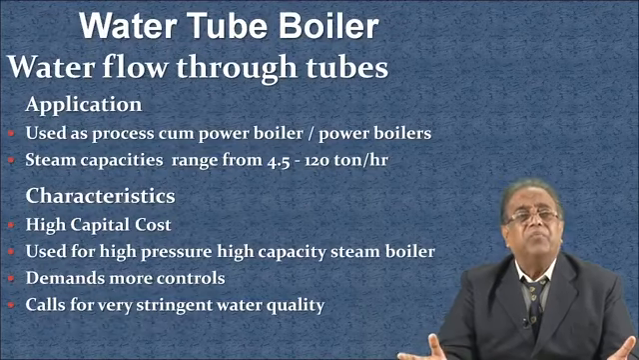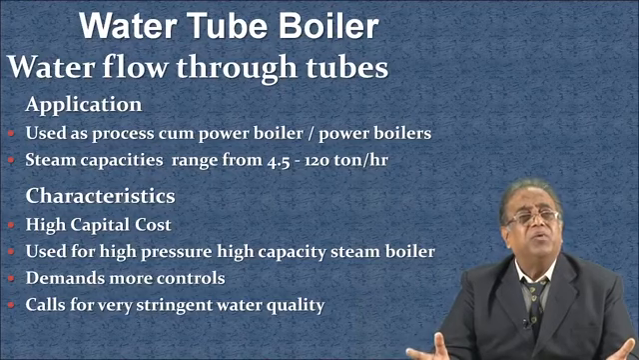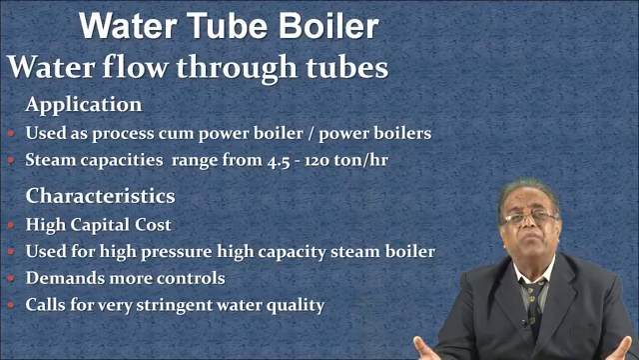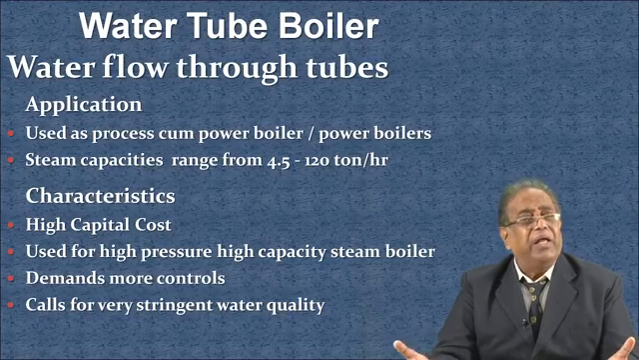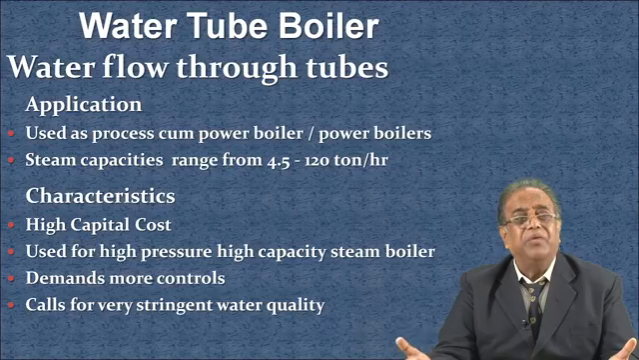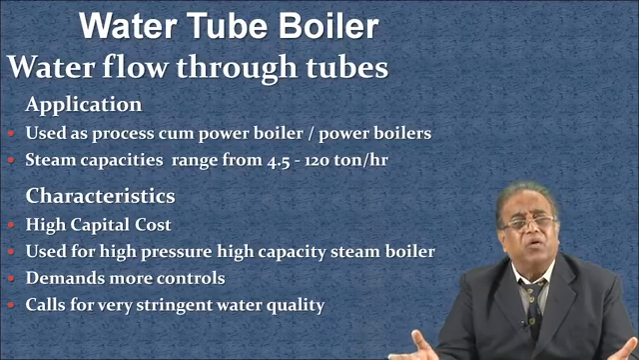There is another type of boiler, we call it water tube boiler. When you consider a water tube boiler, water flows through the tubes. Application: used as process cum power boiler or power boilers, and steam capacities range from 4.5 to 120 ton per hour. Characteristics: high capital cost, used for high pressure, high capacity steam boilers. Demands more control, calls for very stringent water quality.